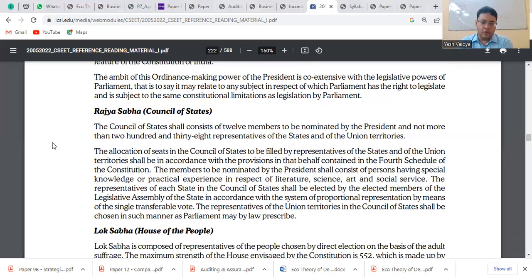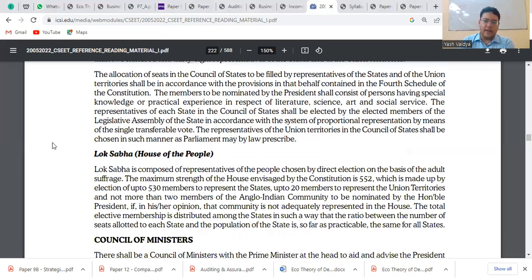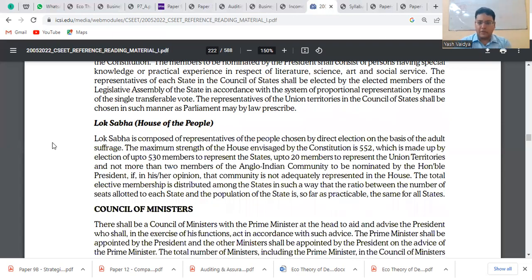Now Lok Sabha, the House of the People. Lok Sabha is composed of representatives of the people chosen by direct election on the basis of adult suffrage. Okay, so for Lok Sabha there is a direct election. Yes, we choose the members of Lok Sabha, and we have the system of universal adult suffrage. So any person who is above 18 years of age can go and vote. That is called universal adult suffrage.